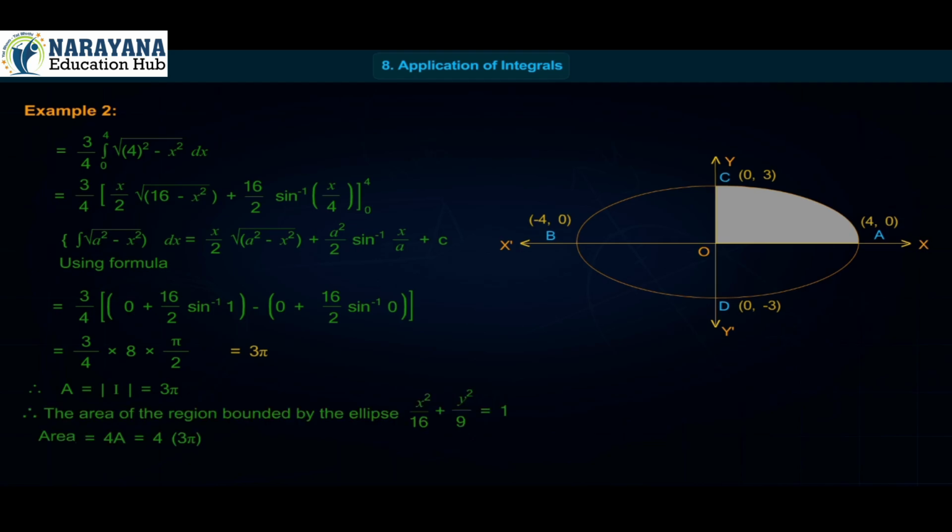Therefore, the area of the region bounded by the ellipse x square upon 16 plus y square upon 9 is equal to 1 is area is equal to 4A is equal to 4 into 3 pi is equal to 12 pi square units.